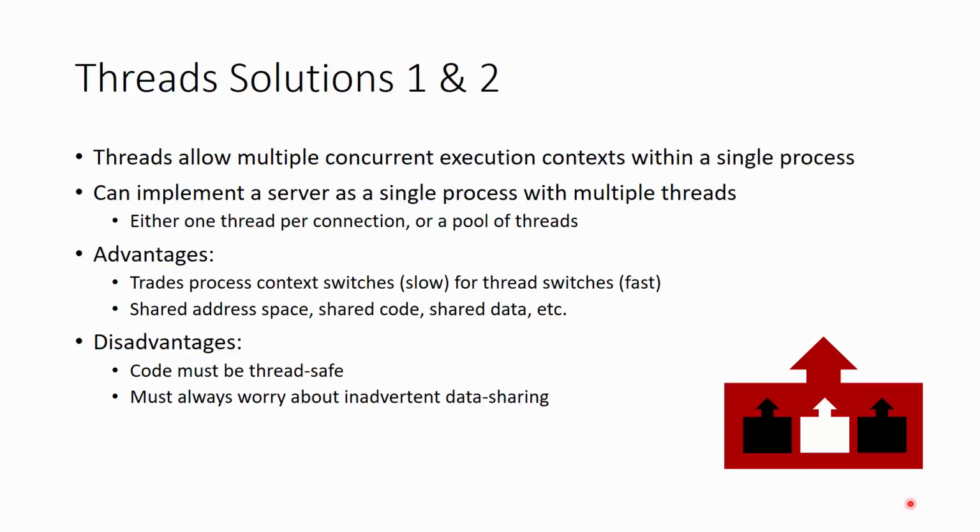In either case, our advantage is that we're going to trade our process context switches, which are comparatively slow, for thread switches, which are a lot faster. And we share all the address space. We've got all of our code and data, and all the variables are accessible between all the threads, which is a really nice advantage. Our code has to be thread safe, though, so that's something we have to worry about. And we also have to worry that we're not sharing data that we don't want to share. But for the most part, this type of thread solution, with maybe some minimal process forking for truly other purposes that the server is doing, is generally how things are done.